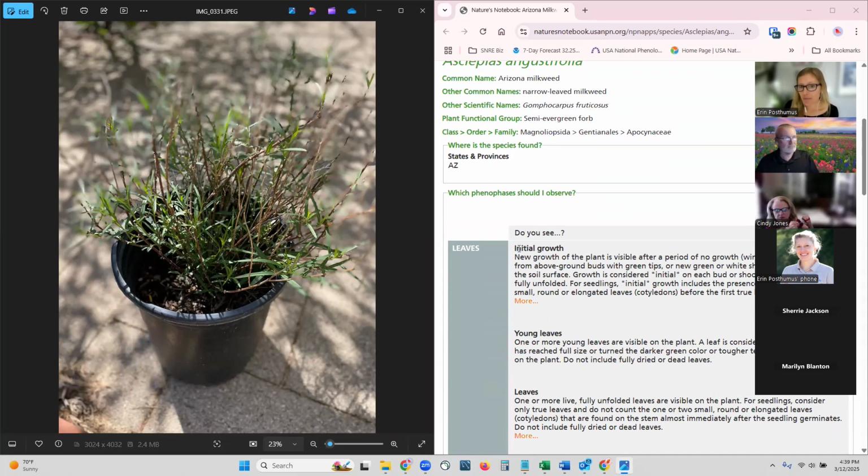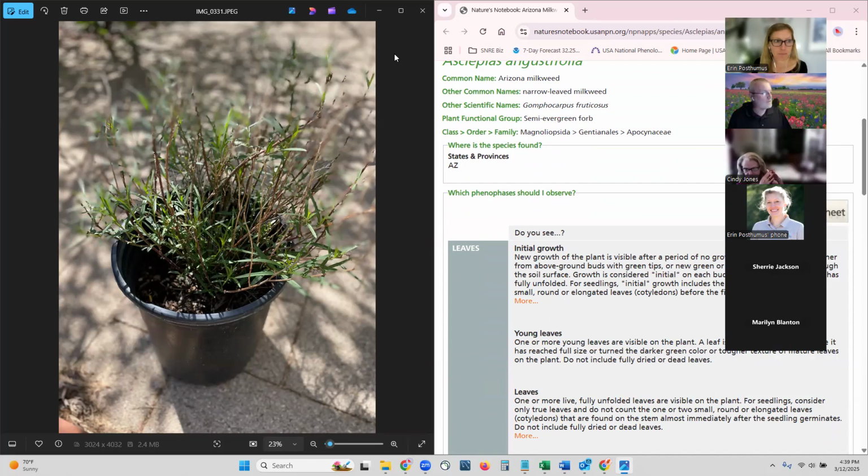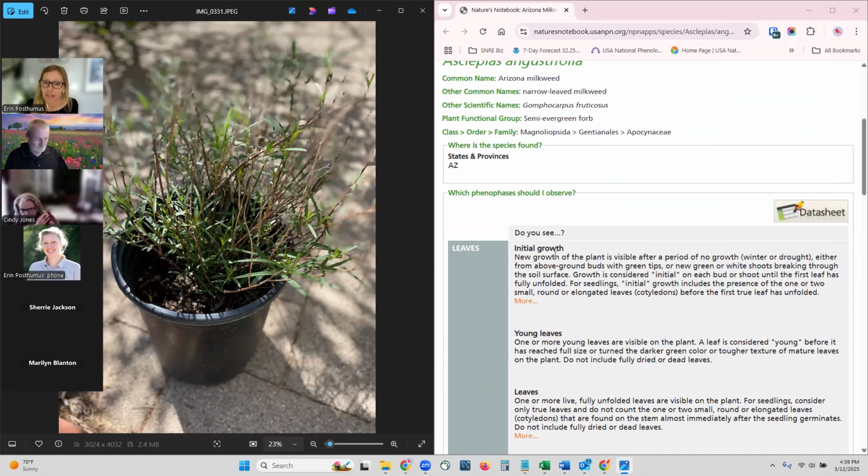So we have the first question is about initial growth. So I just want to spend a little time and go over this with you. So initial growth is really all about fresh new growth that happens either from the beginning of the life of the plant or after a period of dormancy.